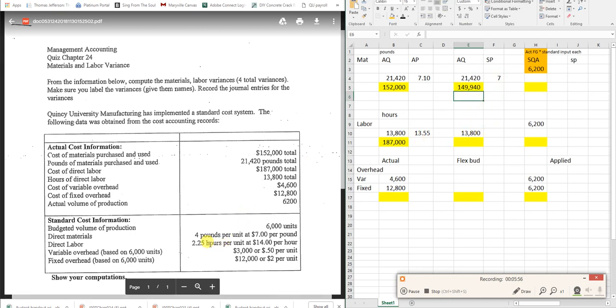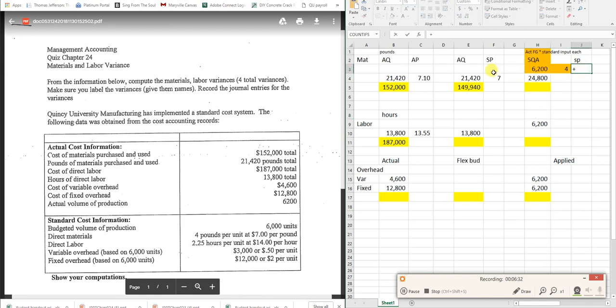I know that 4 pounds per unit is the standard amount. So if I read this, it's the actual finished goods times the standard input each. So I need 4 pounds. Okay, and I also know this, that I'm going to just put this down here. So I know 6,200 times 4 is my standard quantity allowed. So 24,800 are those two numbers multiplied together. So my standard quantity allowed is actual finished goods times standard input each. So if you're writing this down, put these two in brackets. And my standard price is 7.